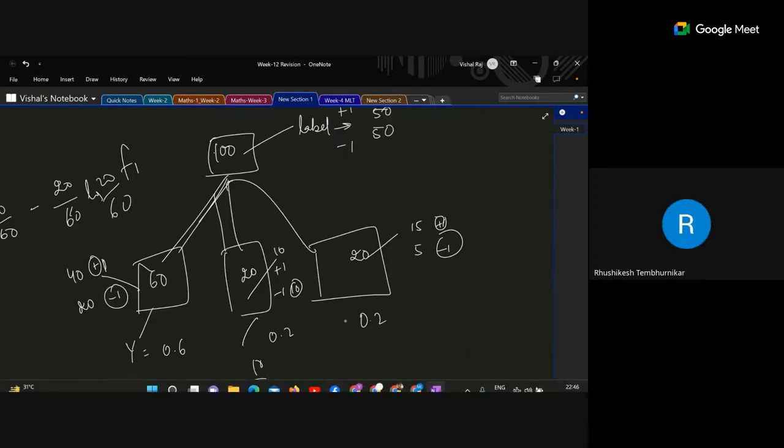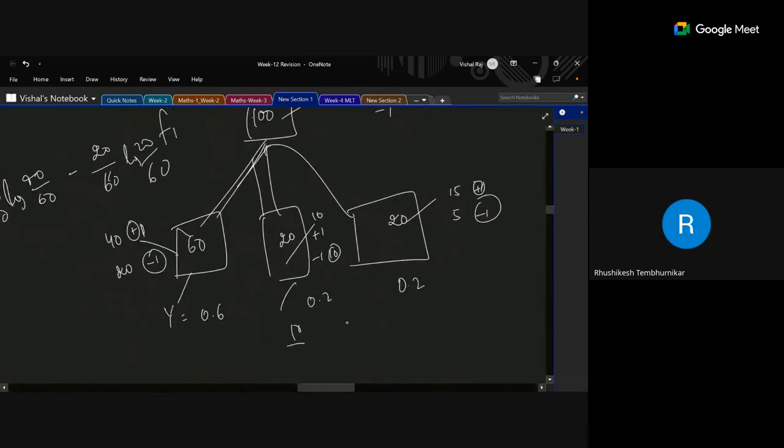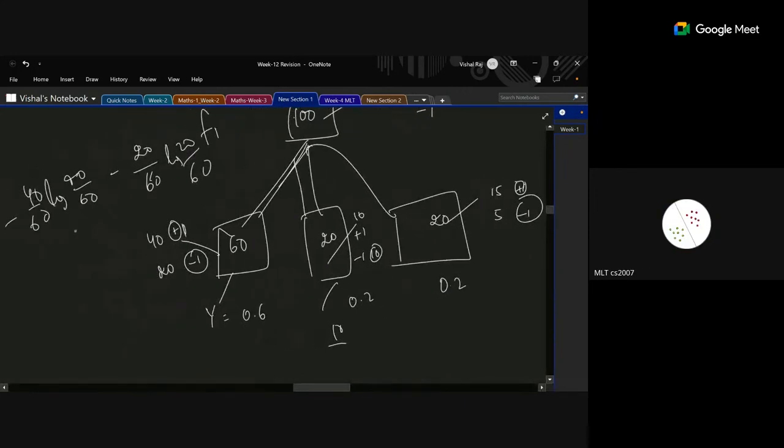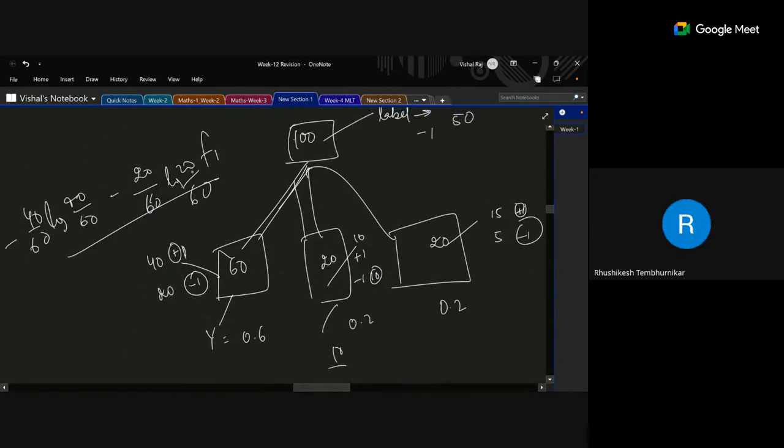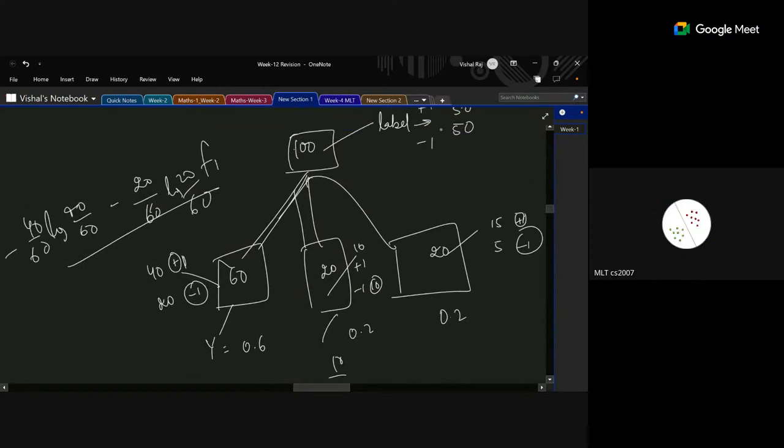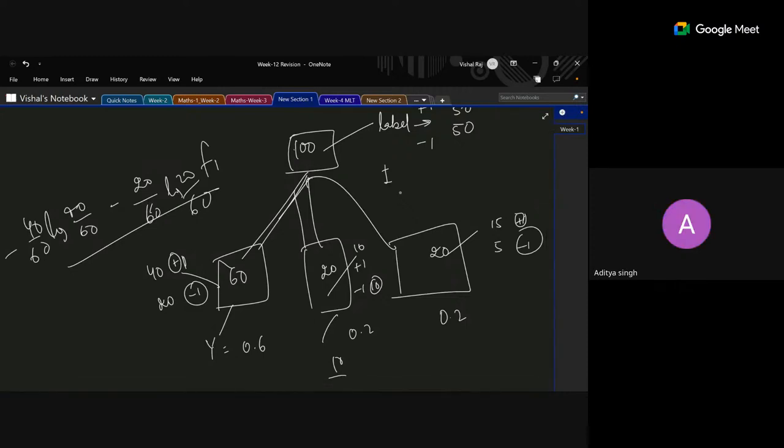But we have to multiply by that gamma, right? No, this is entropy, just the entropy. If you have to calculate the entropy, you don't multiply by gamma. For the information gain only, you should be multiplying with the gamma. Is it clear now, whoever was asking? And this is pretty important.